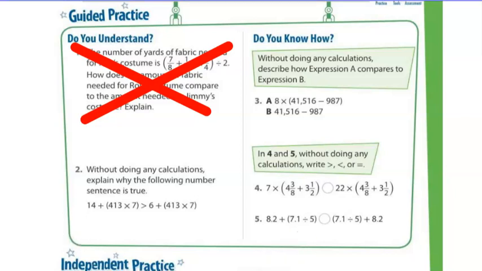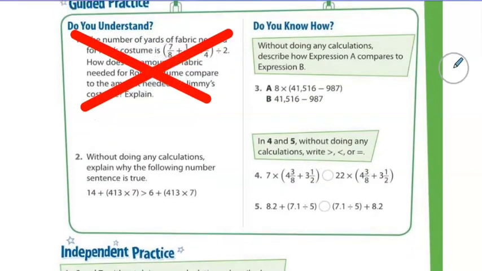So looking at number 2, you may cross off number 1. We do not have all of the information for this one because some of that information was on the first 2 pages of this assignment, so you do not have that. So go ahead and cross off number 1. On number 2, it says without doing calculations. That's a really big one for today's assignment. You do not necessarily need to do the calculations in order to solve it. You're just going to be using that brain power. So without doing any calculations, explain why the following number sentence is true.